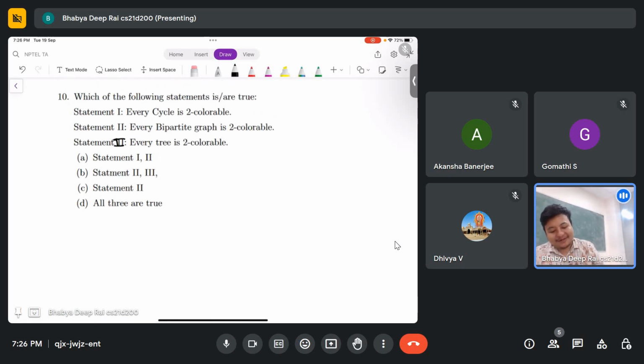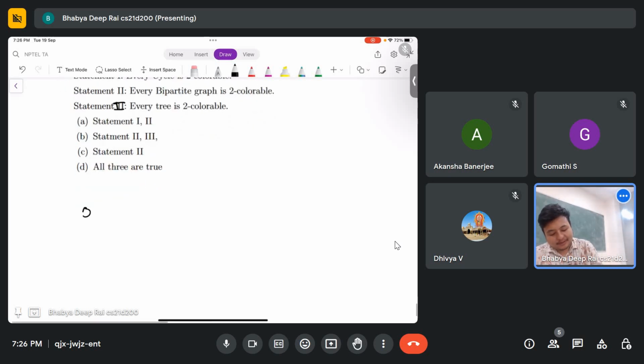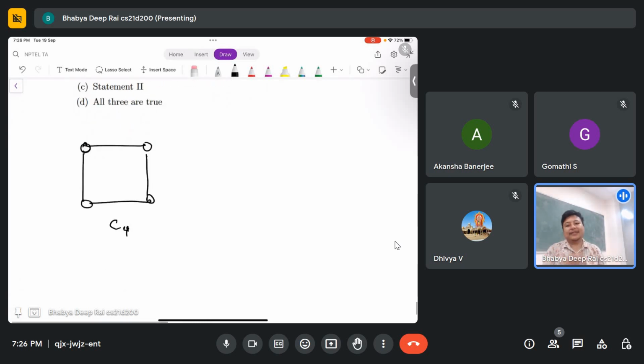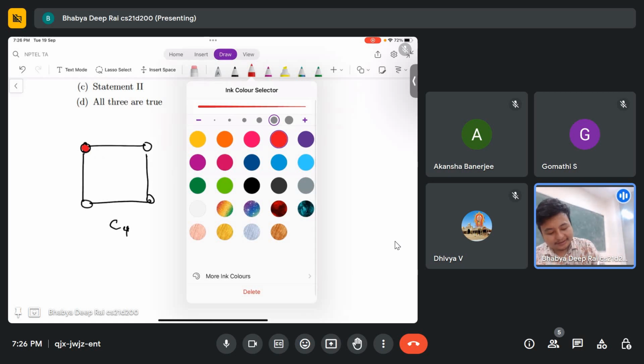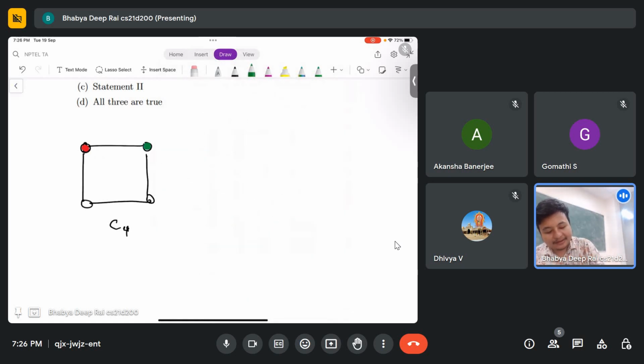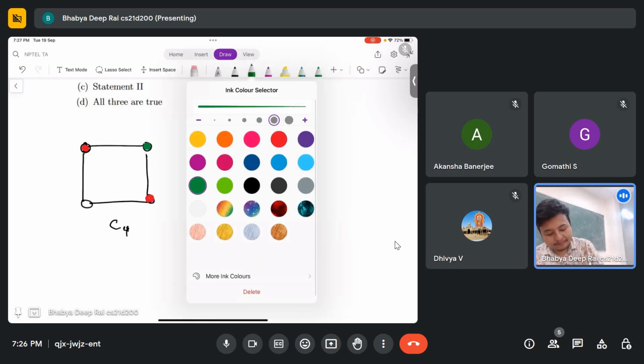So let's see the first one. Every cycle is two colorable. Let's see an example of a cycle. This is C4, right? A cycle on 4 vertices. Now, can I color it with two colors? We already saw that it is actually possible to color with two colors this way: red and then green.